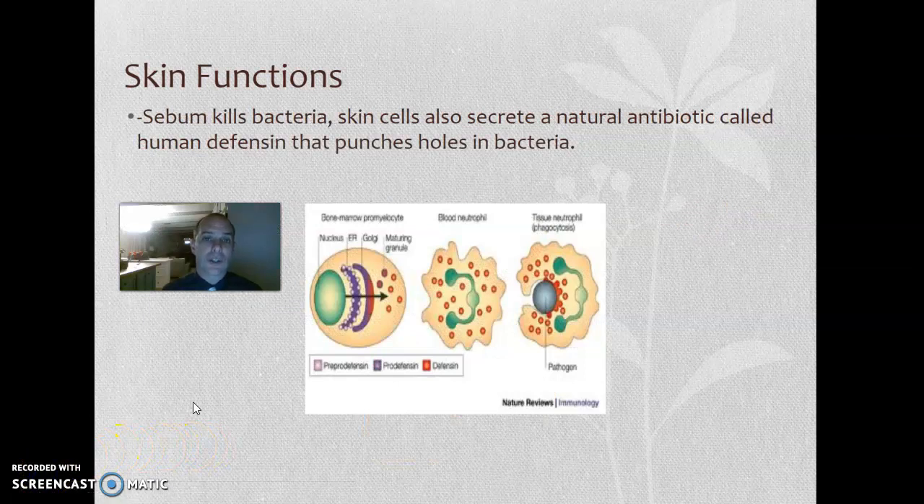Sebum, as we discussed earlier, the oil, kills bacteria as well. Skin cells also secrete a natural antibiotic called human defensin that punches holes in bacteria. So bacteria lands on your skin, human defensin punches holes and destroys the bacteria.